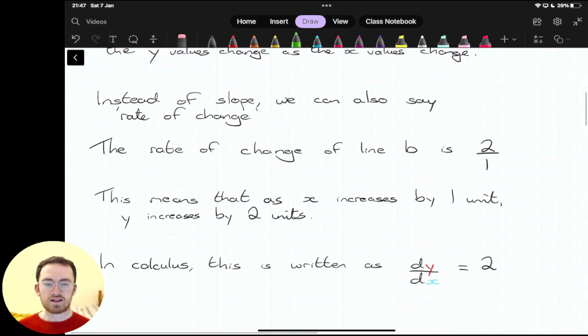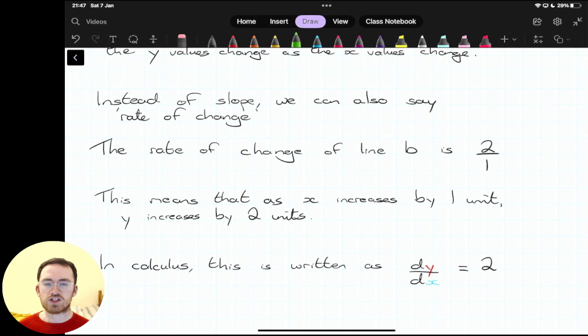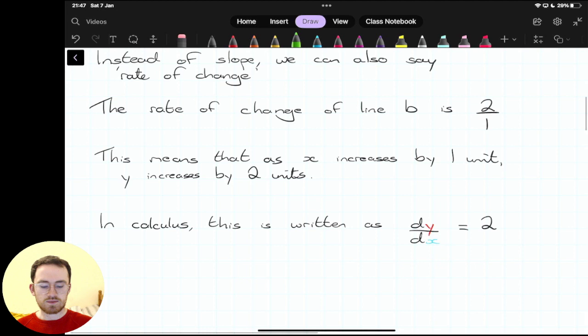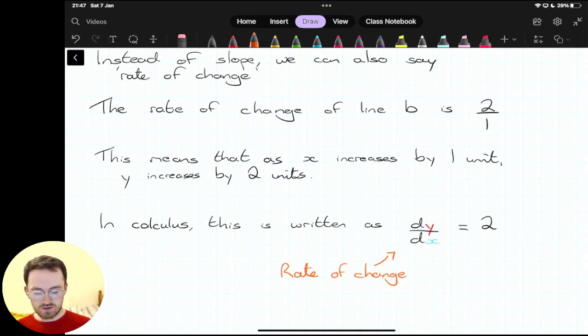So in calculus, the way that we would write this rate of change is this notation dy dx. And obviously that's equal to 2 at the moment because we're still talking about the same line. And this dy dx has a particular meaning. We can think about it as the rate of change, yes, but the rate of change of what? It's the rate of change of y with respect to x.